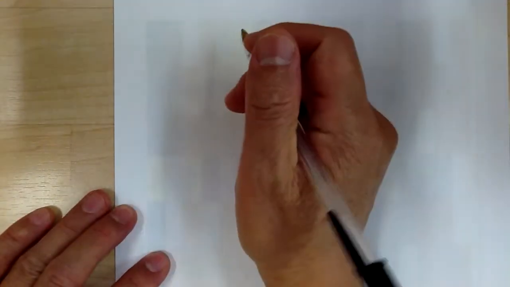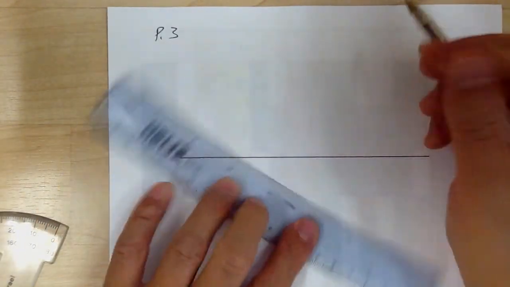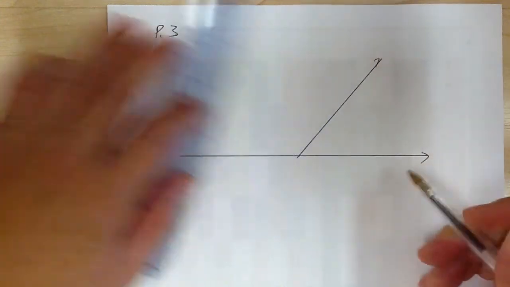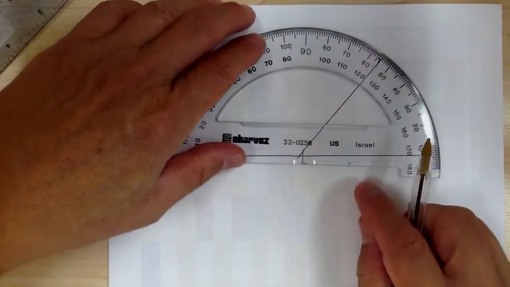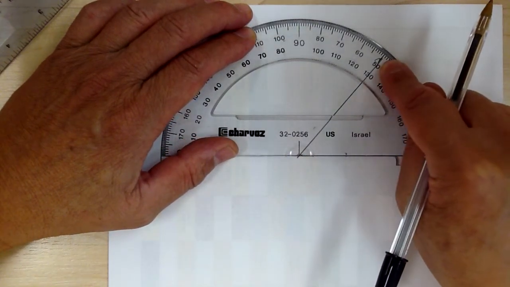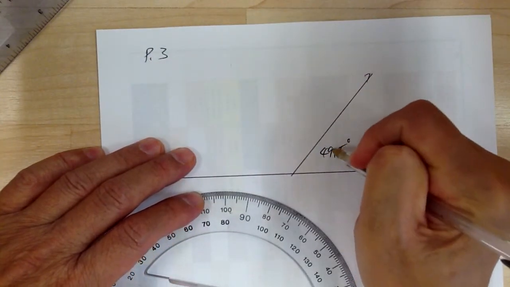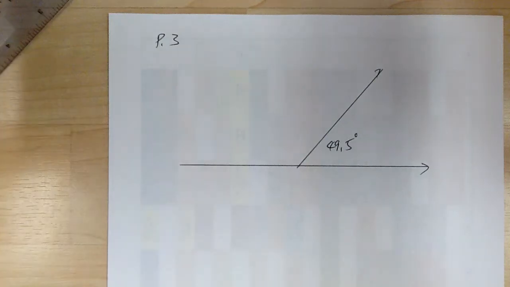Now let's look at the bottom of page 3. Degree measure of angles. Normally you can use a protractor to measure. So this is the protractor. Let's say you have an angle, just a random angle, and you're going to measure how many degrees it is. You put the protractor right over here and line it up, and then you read it off. It's about 49.5 degrees. So use a protractor to read it. That's how you measure the angle.